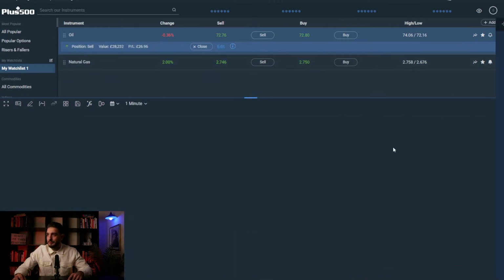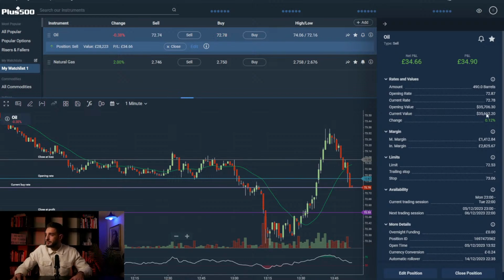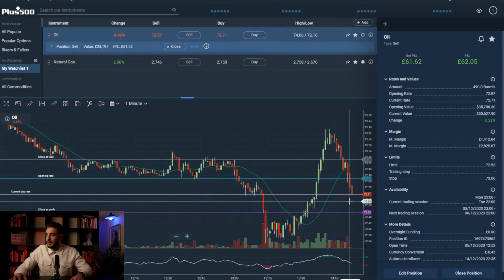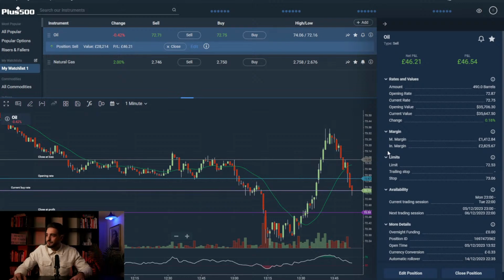£35 up. Okay, that's new point 14, 50 quid up. £61. Let's see.